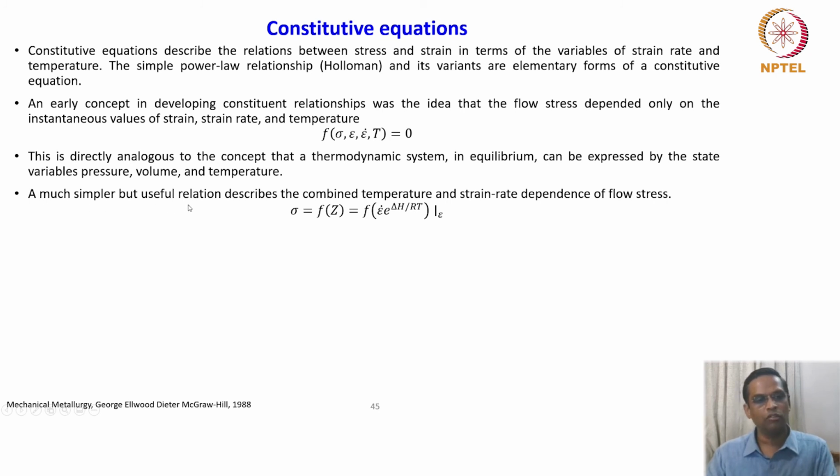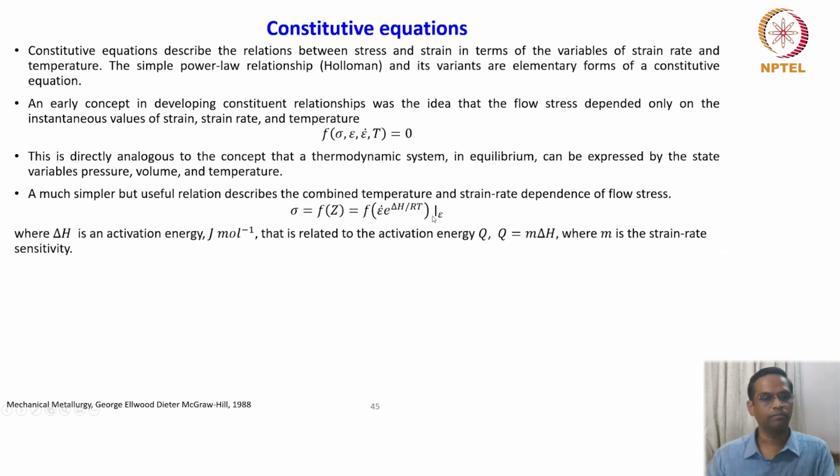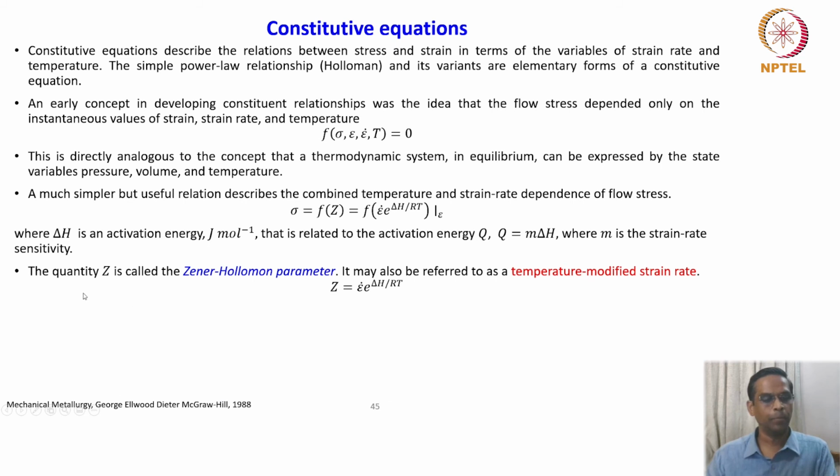A much simpler but useful relation describes the combined temperature and strain rate dependence of the flow stress. Sigma is equal to F of Z, where Z is strain rate epsilon dot times exponential of delta H by RT, at constant strain, where delta H is an activation energy in joules per mole that is related to activation energy Q. Q is equal to M delta H, where M is the strain rate sensitivity. So these parameters you have seen already. A quantity Z is called the Zener-Hollomon parameter.